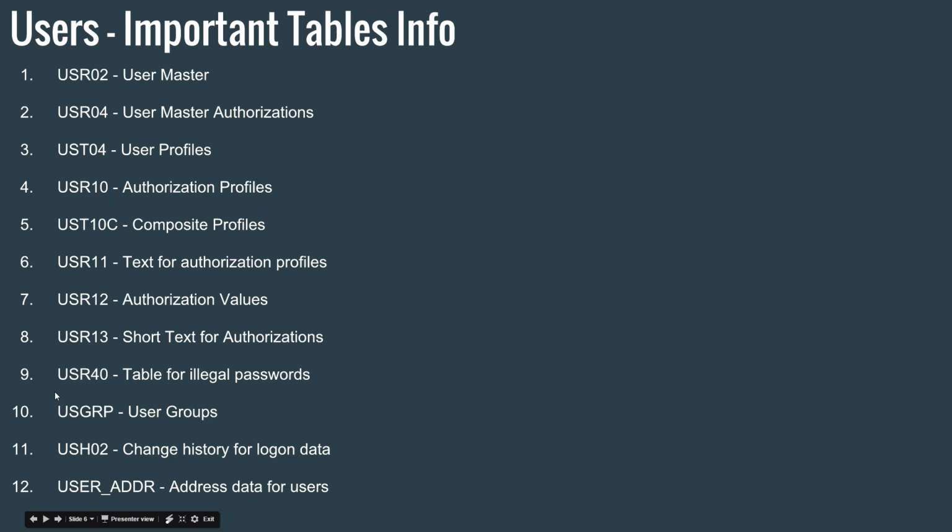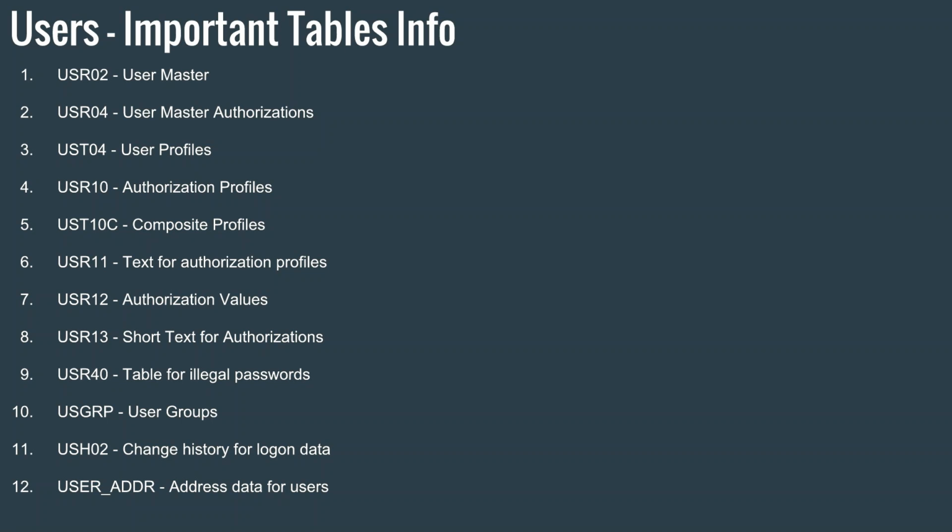These are all the tables related to a user. All these 12 points are related just to the user. We will have more tables for roles and authorizations; there is another set of those.